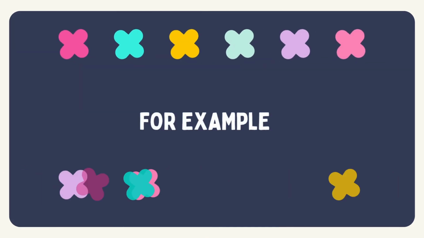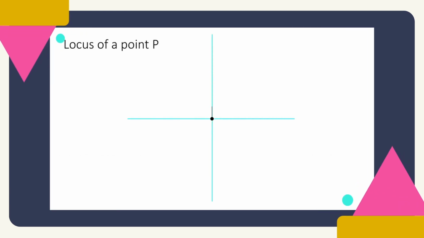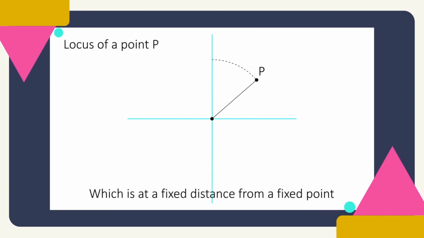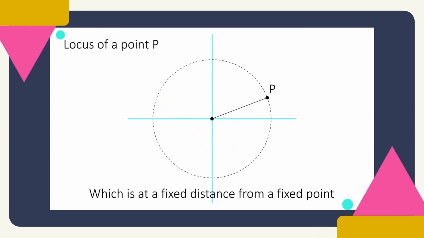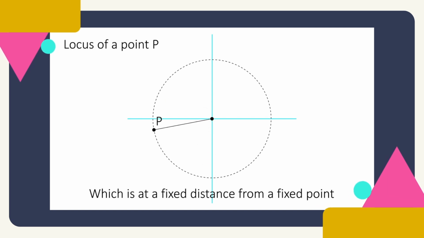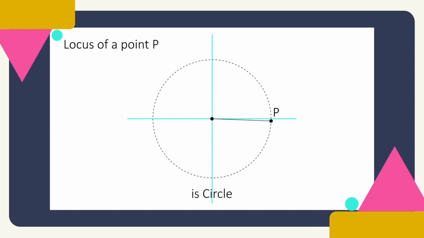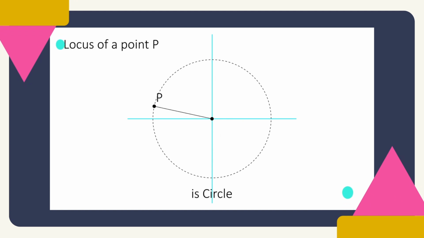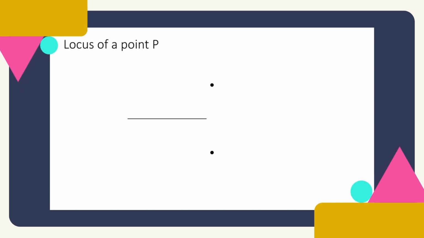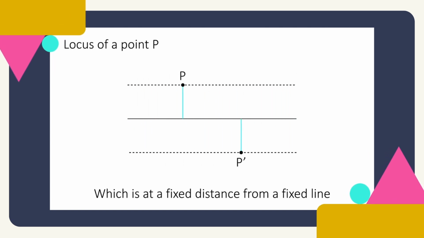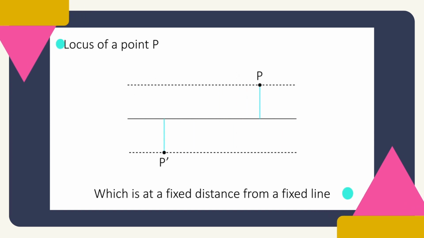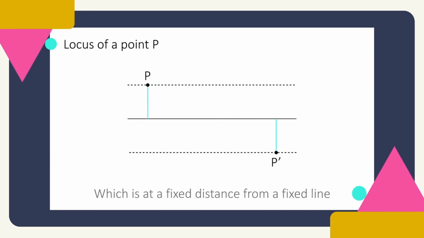Okay, for example, please take a look at the following video. The locus of point P, which is at a fixed distance from a fixed point, is a circle. And then the locus of a point P, which is at a fixed distance from a fixed line, is a line.